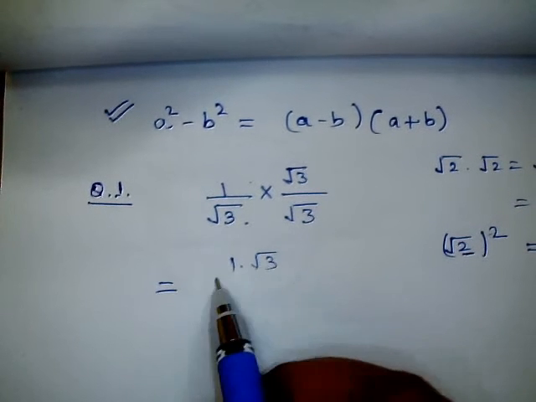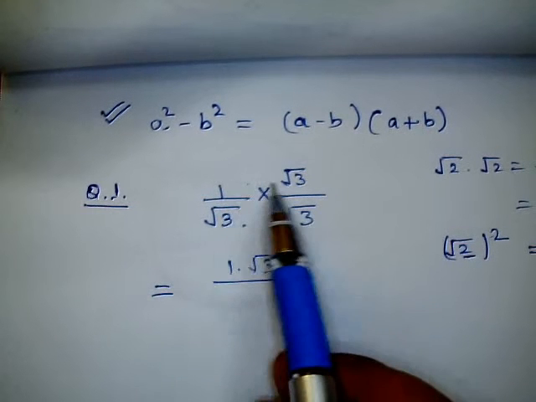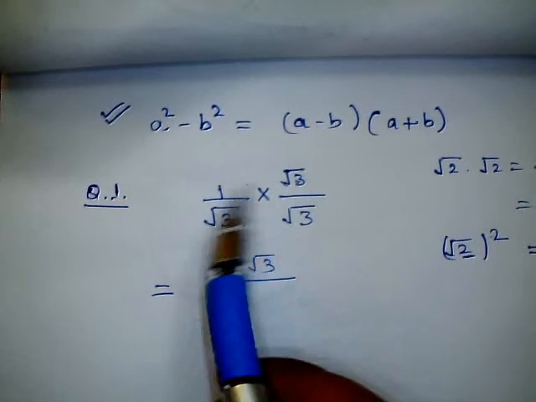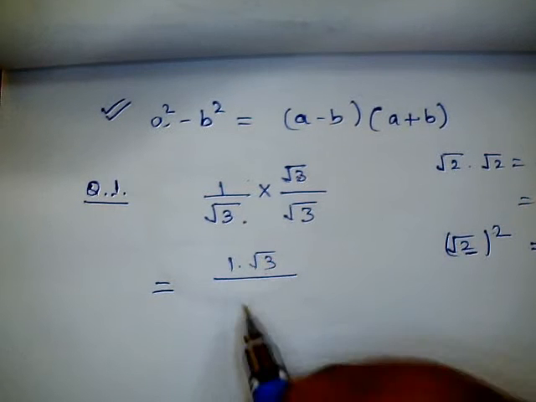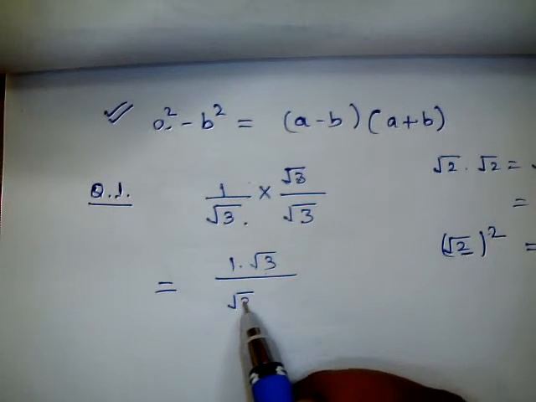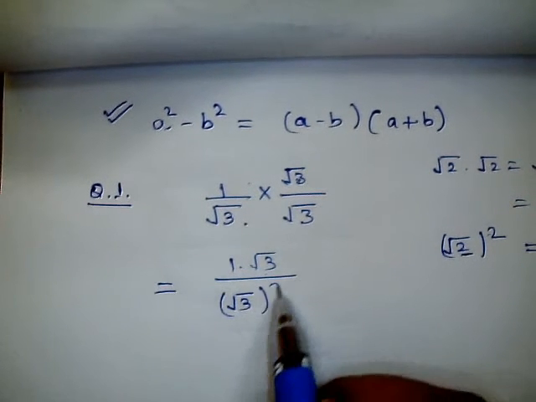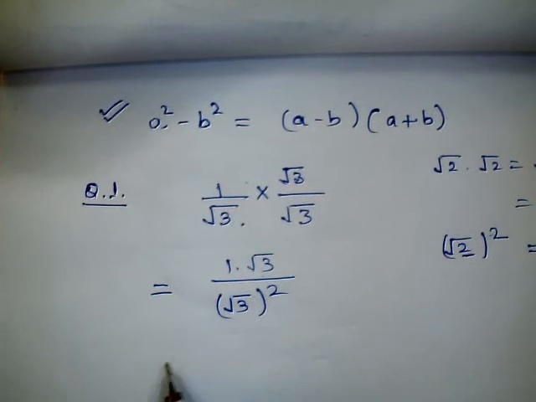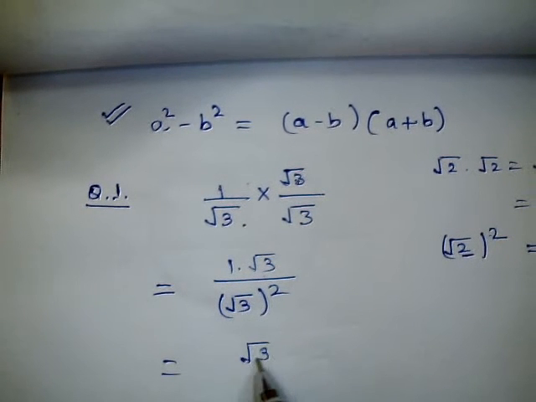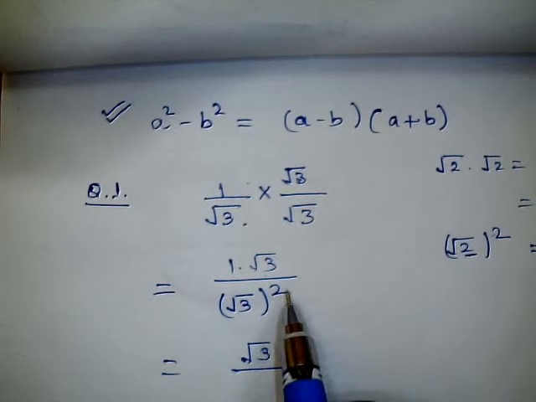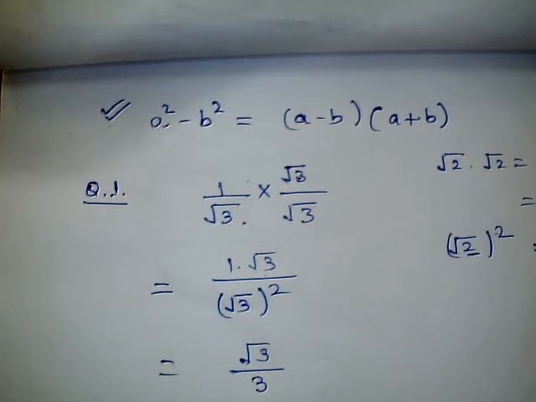Correct. So upside it is going to be 1 times root 3. In the top, 2 numbers are there, 1 and root 3, so the top numbers get multiplied. The bottom is root 3 times root 3, which is going to be root 3 square. So upside is going to be root 3 and downside root 3 square, which we can write as 3. Whenever the square comes, the square root gets over.